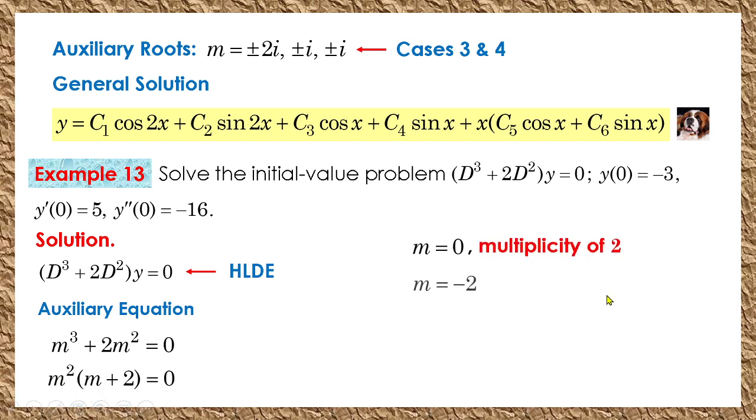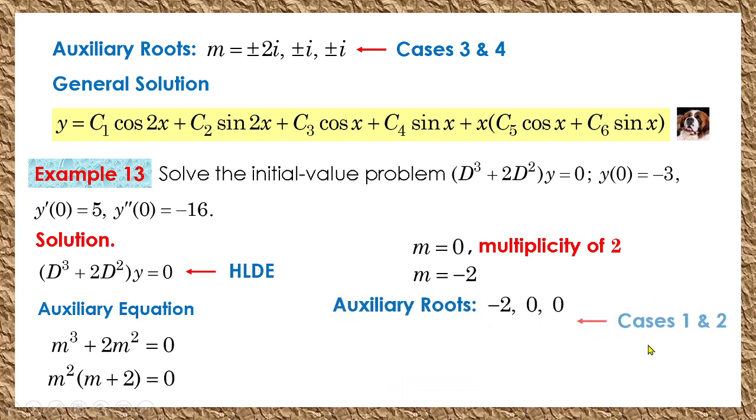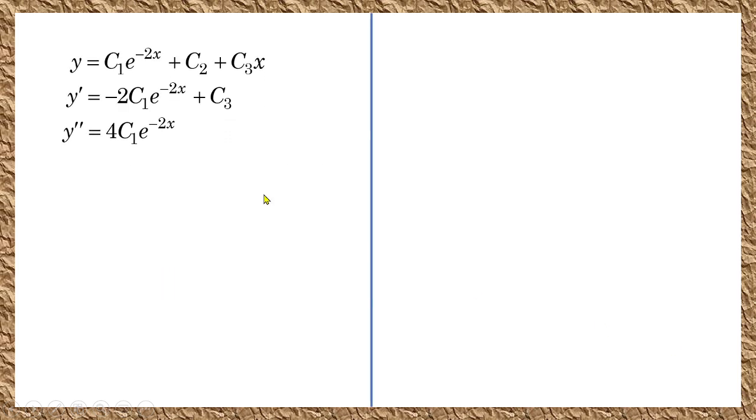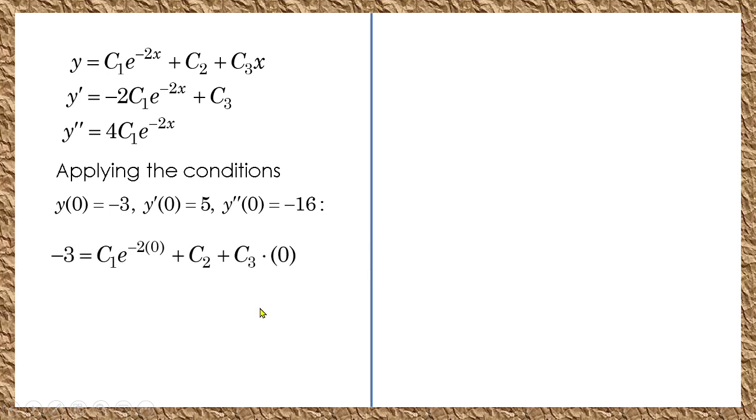Particular solution. So, solve nyo yung C1, C2. Pag nasolve na yung general solution, yan yung general solution. So, solve nyo yung C1, C2, and C3. Applying the condition. When x is 0, ang y prime daw is 5. When x is 0, ang y double prime is negative 16. When x is 0, ang y equals negative 3. Sa substitute nyo lang, kukunin nyo ang y prime ng general solution, hanggang y double prime. Applying the conditions, ano daw ang y?